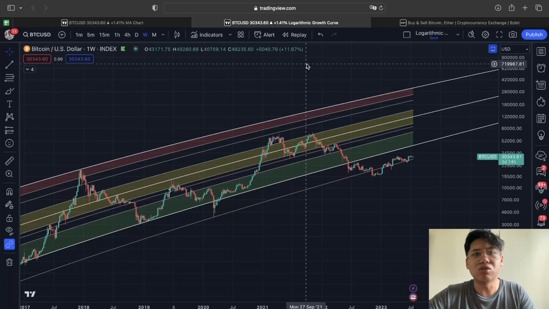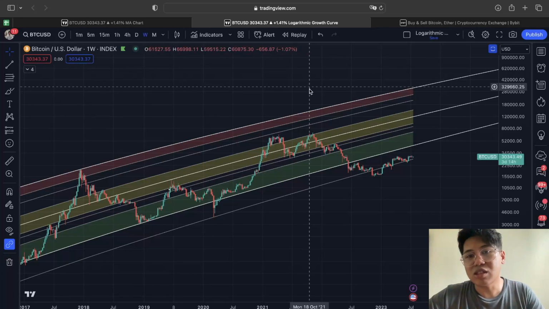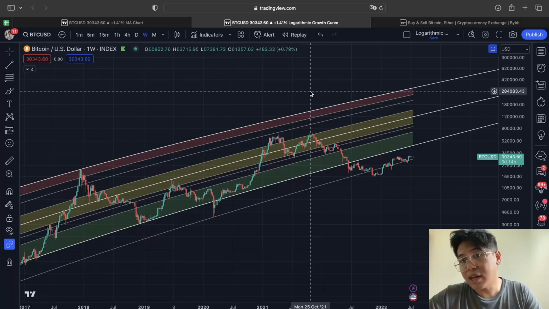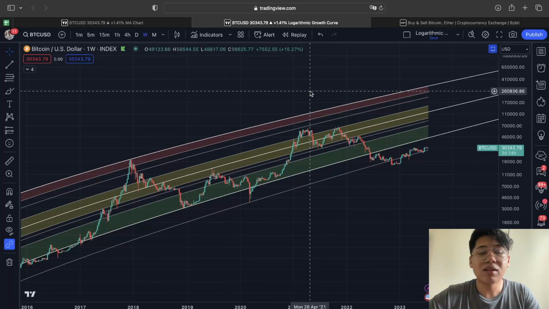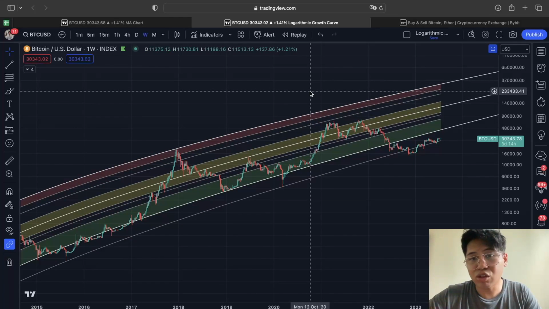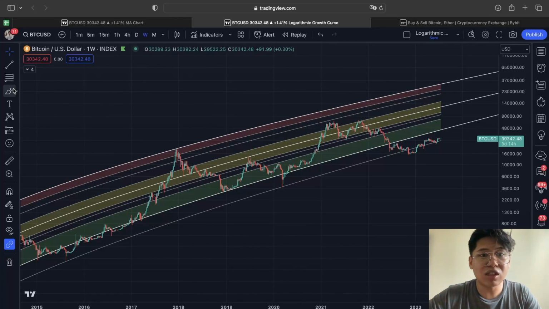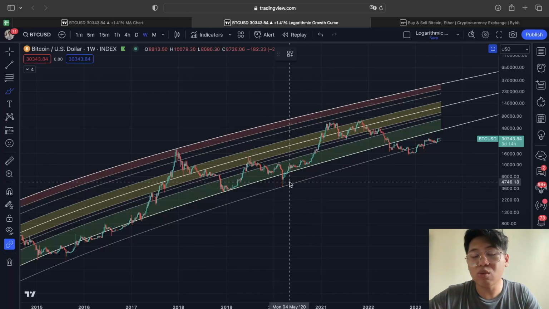Let's dive in first to the logarithmic growth curve, before we dive into the bearish divergence in the daily time frame. So here in the Bitcoin logarithmic growth curve, for the past few years, we have been following this indicator. For those who don't know, this Bitcoin logarithmic growth curve is a very good indicator in determining where we are in a Bitcoin market cycle.